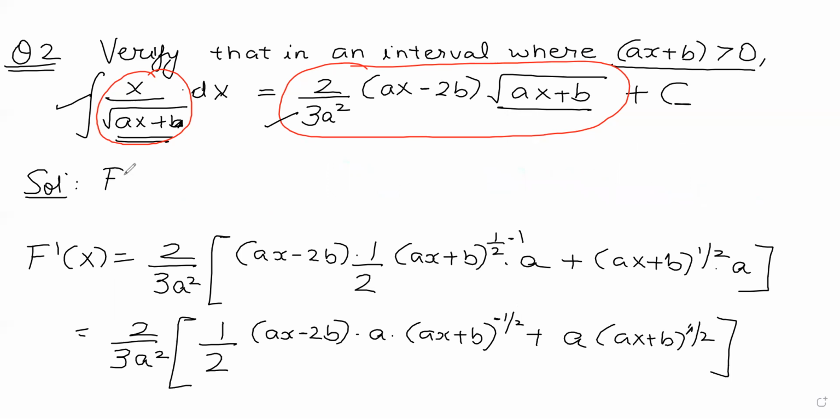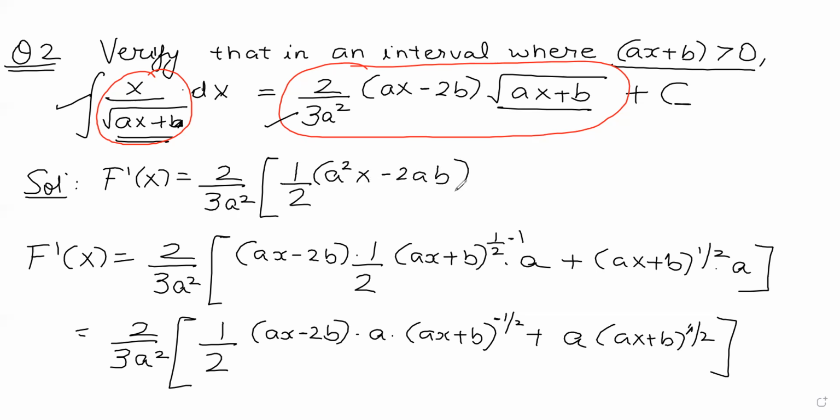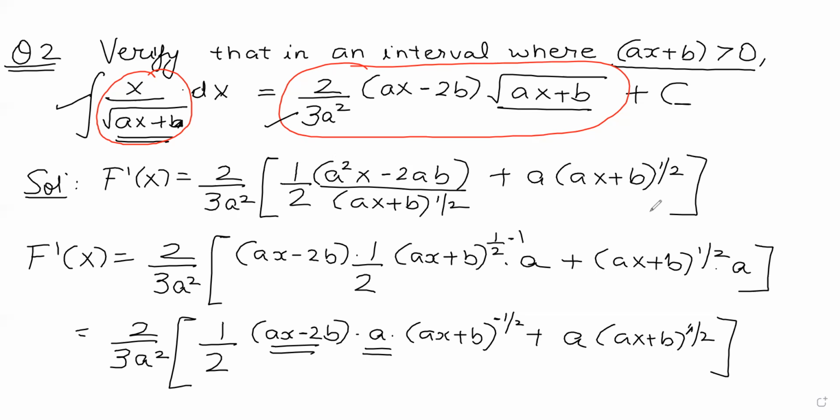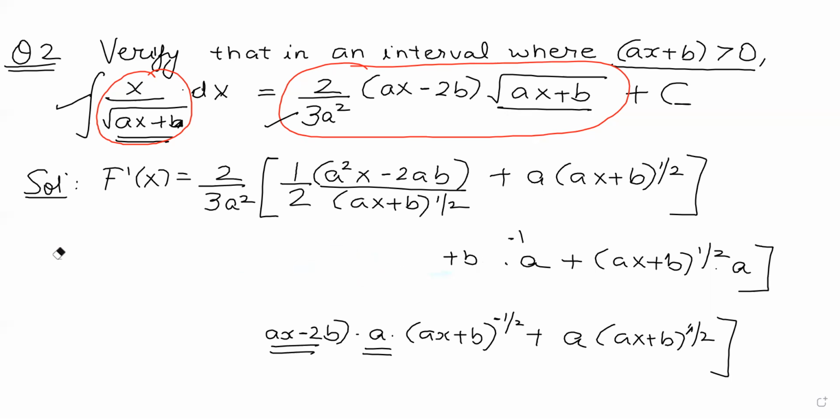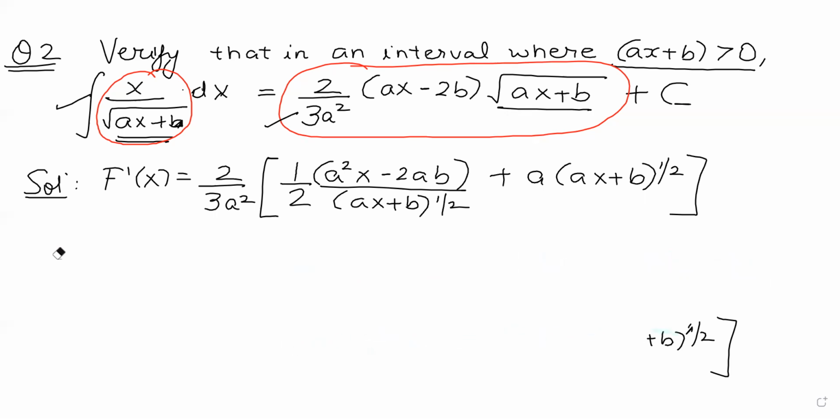So we get f dash x as 2 upon 3a square times half times a square x minus 2ab. So I have multiplied a with this term, divided by (ax plus b) to the power half, plus a times (ax plus b) to the power half. Okay, if I erase these steps and continue with the solution further, let's see what we get.